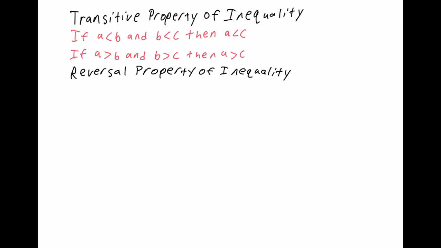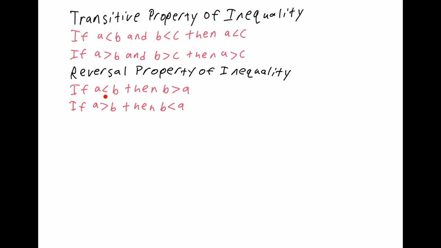And the final one is the reversal property of inequality, which says if a is less than b, then b is greater than a. And if a is greater than b, then b is less than a. So it's essentially the law of symmetry, except you have to make sure when you switch them, you switch the inequality sign.